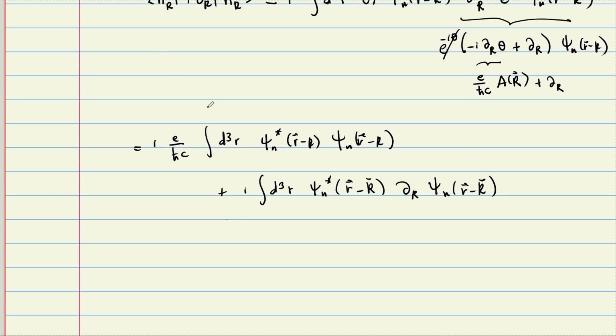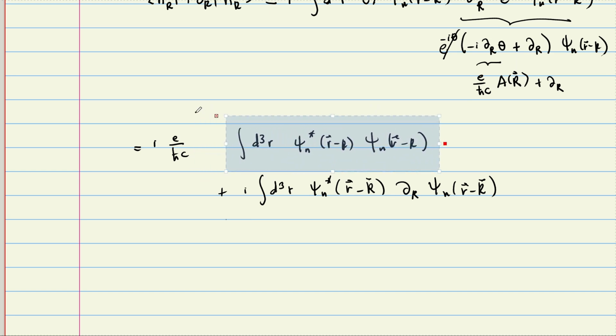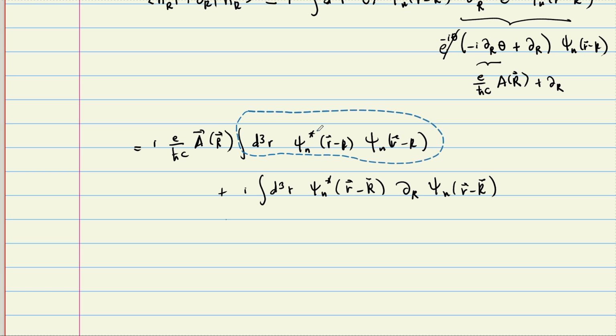Oh yes, here, right? Yeah. I forgot to write that. Yes, thank you. So this is a of r. So first, this thing, what is that? We are working with normalized wave functions, so this is 1.